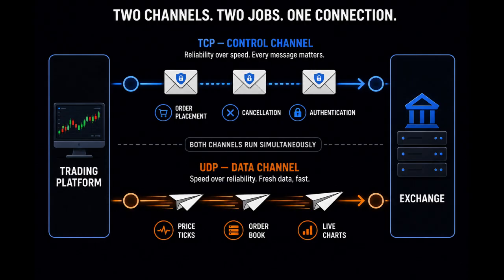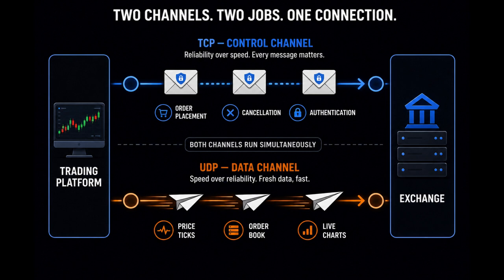So where does each one actually show up in a real trading system? TCP handles anything where losing or corrupting data would cause a real problem. Order placement, the message telling your broker to buy or sell, runs on TCP. Order cancellations run on TCP. Account authentication runs on TCP. Any instruction that triggers an action with financial consequences uses TCP because the cost of a dropped or duplicated message is too high to accept.